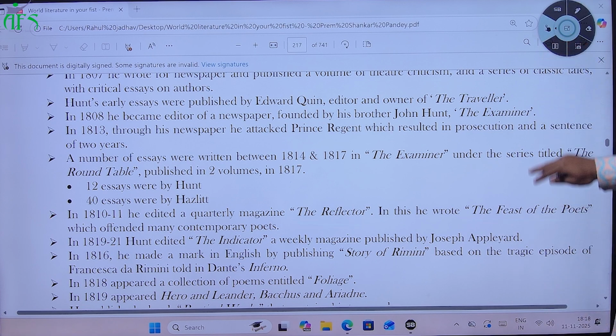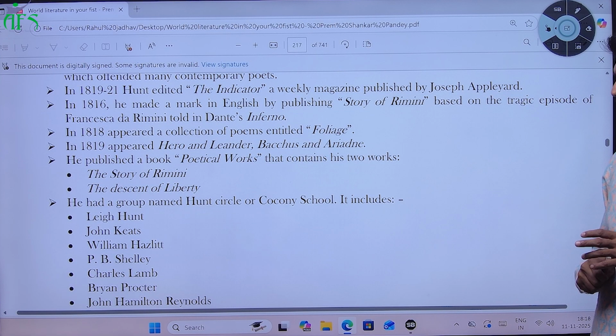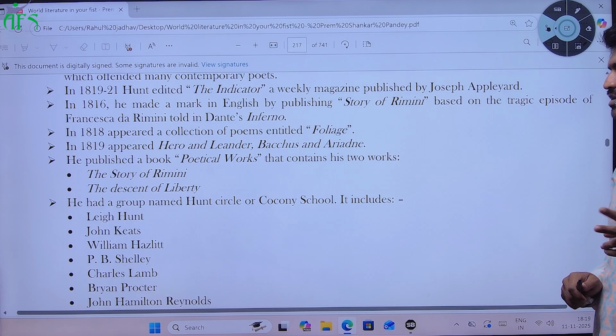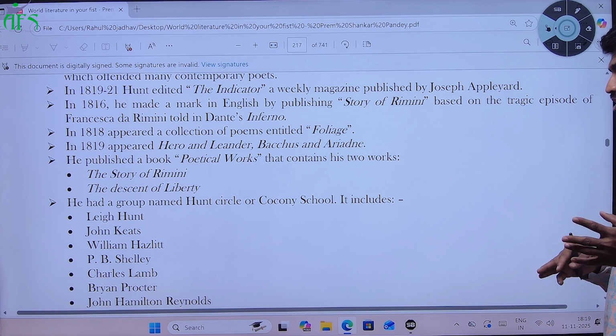In 1818, a collection of poems entitled Foliage appeared. In 1819, appeared Hero and Leander, Bacchus and Ariadne. Then he published a book, Poetical Works, that contains his two works, A Story of Rimini and The Descent of Liberty. He had a group named Hunt Circle or Cockney School.